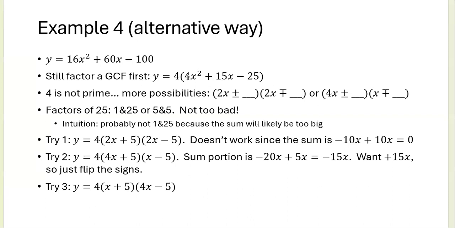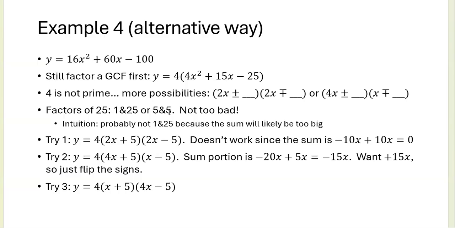So what makes 4 is 1 and 4, or 2 and 2, right? So it could be 2x plus something, 2x minus something, or it could be 2x minus something, 2x plus something. Or it could be 4x plus something, x minus something, or it could be 4x minus something, x plus something. Lots of possibilities here. Okay, what about 25? What makes 25? It's 1 and 25 or 5 and 5, so it's not too bad.